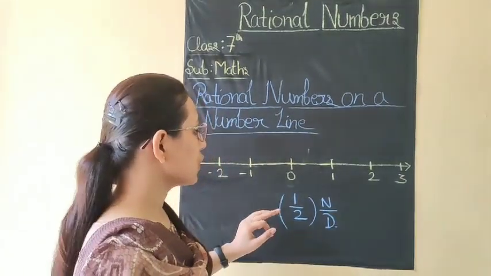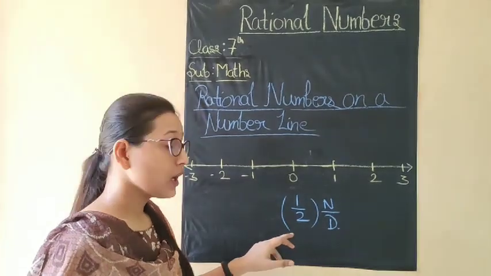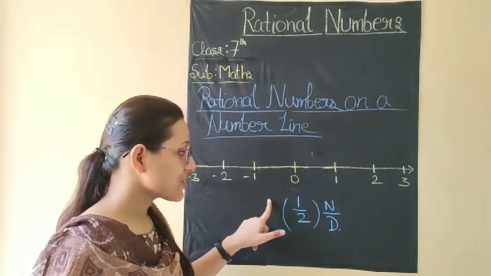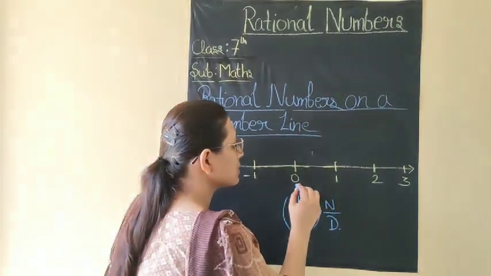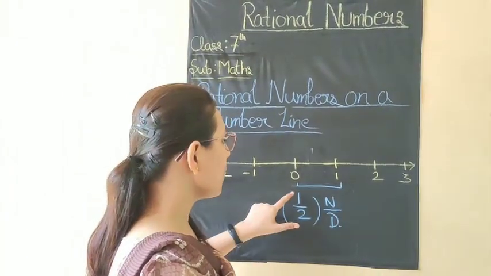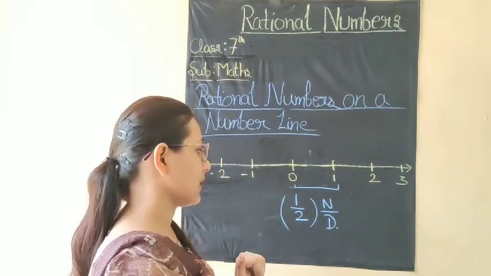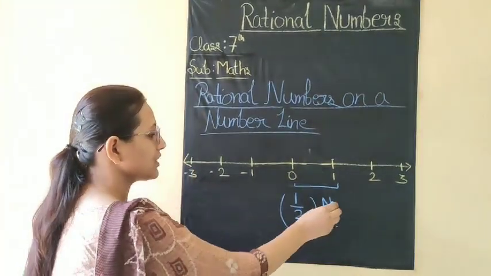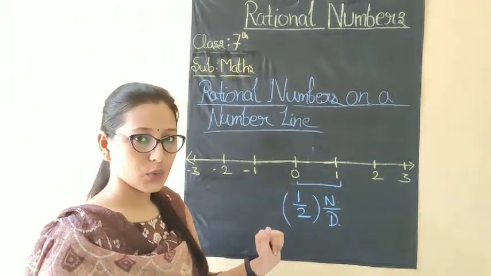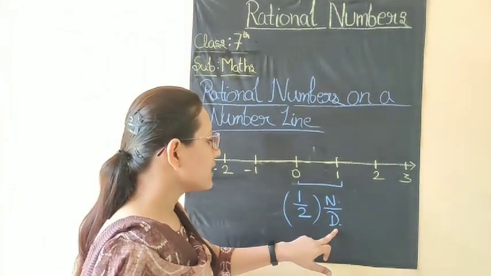The numerator 1 is less than the denominator 2. When the numerator is less than the denominator, the rational number will lie between 0 and 1. So this means that 1 by 2 lies between 0 and 1. Now, the numerator tells us the number of parts starting from 0. So how many parts are there? 1 part. And the denominator.